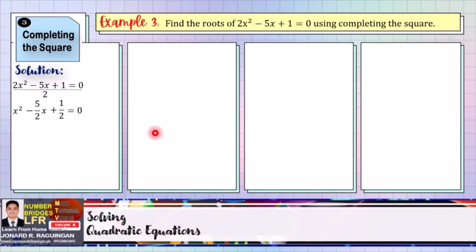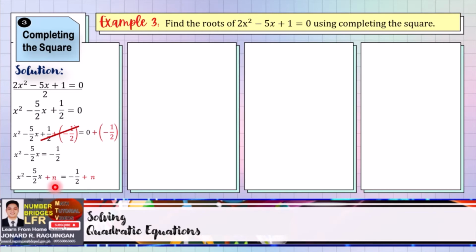So by applying the addition property of equality, add both sides by negative 1 half. Then simplify. We can cancel 1 half and negative 1 half because that is 0. Then we can copy x squared minus 5 all over 2x is equal to negative 1 half. Then we will make x squared minus 5 all over 2x a perfect square trinomial. So we just simply add both sides by n.